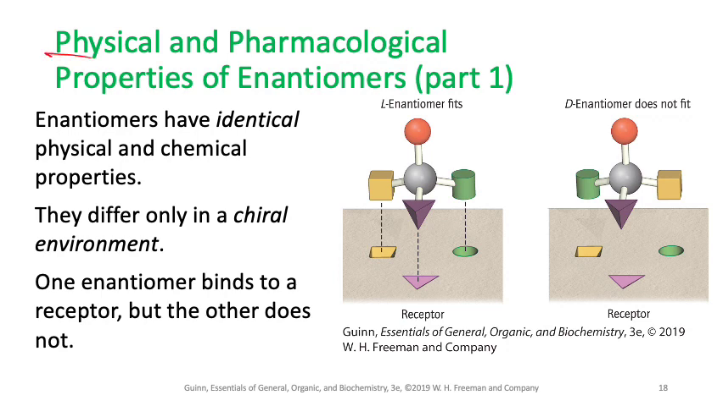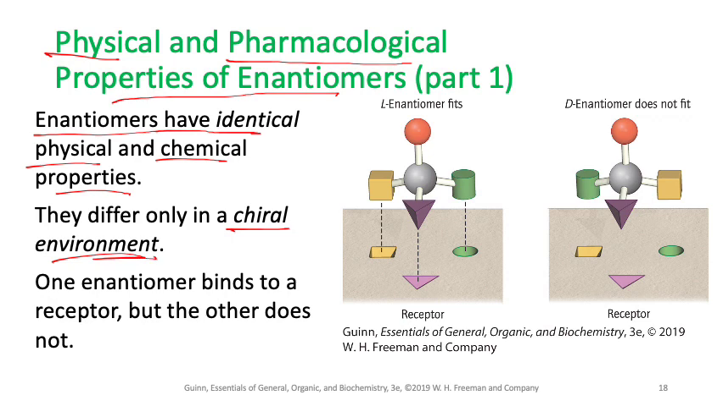Now let's talk about the physical and pharmacological properties of the enantiomers. Enantiomers have identical physical and chemical properties because they come from the same molecule. That's why you cannot separate or differentiate these enantiomers either physically or chemically, but you can still tell the difference between the two on the basis of the chiral environment. So let's take an example.